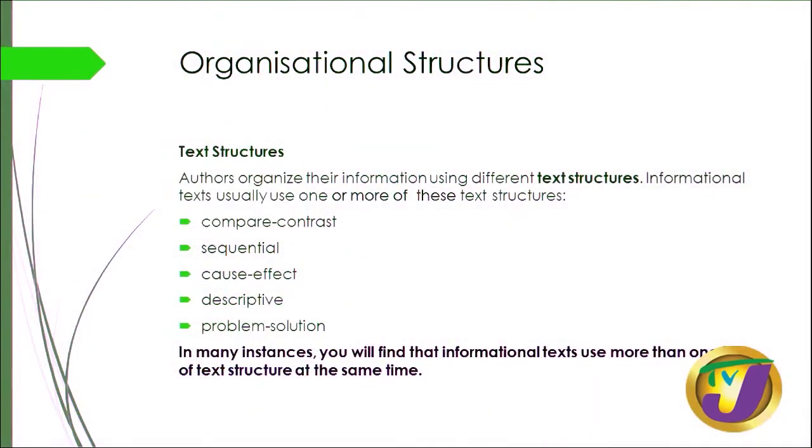So let's continue. Now, today we're going to spend some time to talk about organizational structures. Now, these are text structures. Authors organize information using different text structures. Informational texts usually use one or more of these text structures, and I'm sure that you are familiar with them. We use comparison and contrast, sequential order, cause and effect, description, and problem solution. In many instances, you will find that informational texts use more than one type of text at the same time, and I'm sure that you have done so when you write.